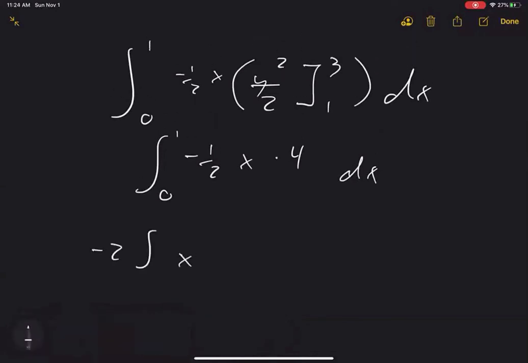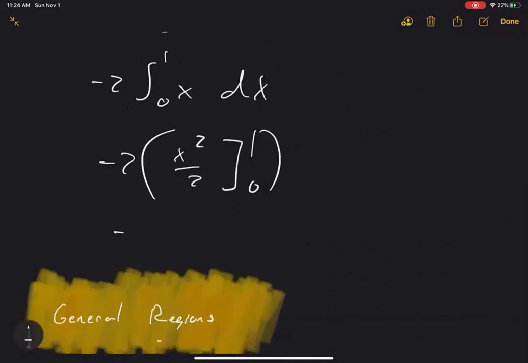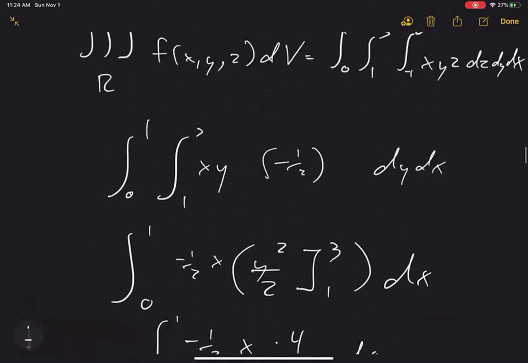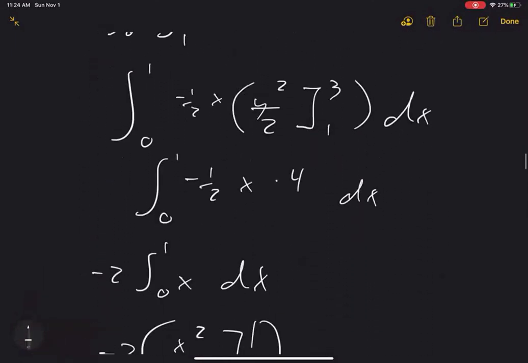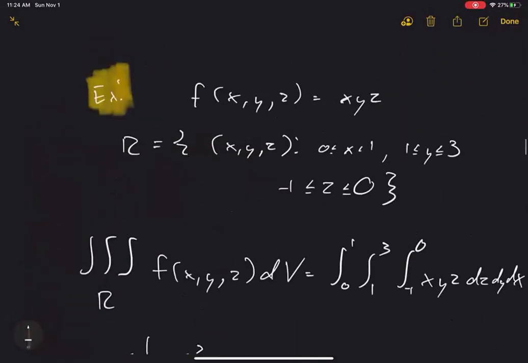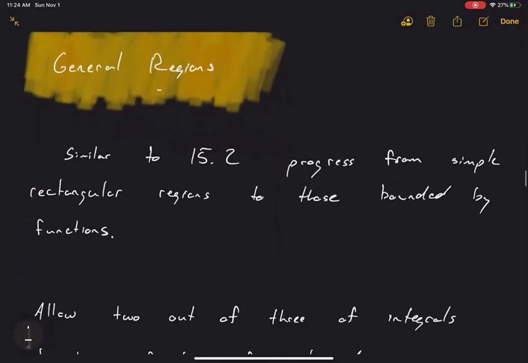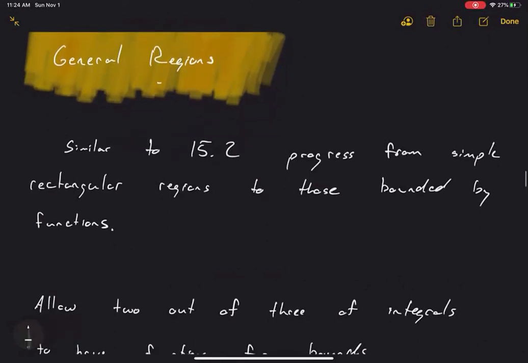I get -2 integral of x from 1 to 0. X squared over 2, evaluated from 1 to 0 times -2 out front. And let's see, I get -2 times 1/2 equals -1. Final answer. So there's nothing too new. It's just integrating 3 times instead of 2 times. So in the simplest case, when we're integrating over just a box, very, very simple. All right. Now let's talk about integrating on general regions.